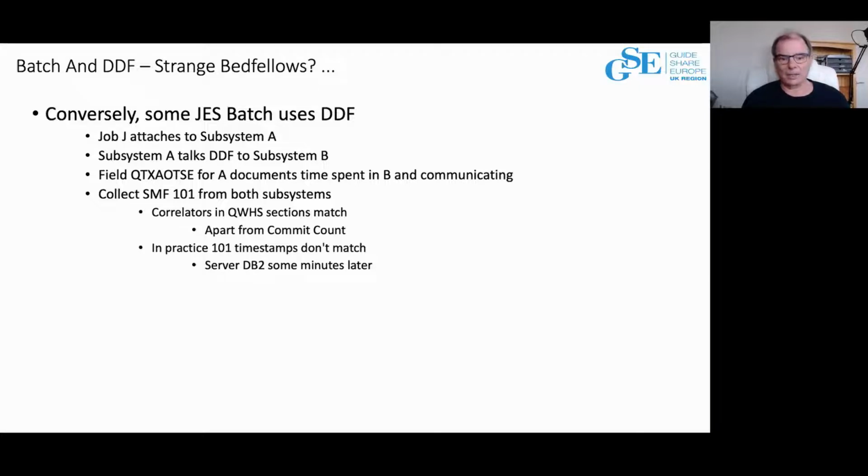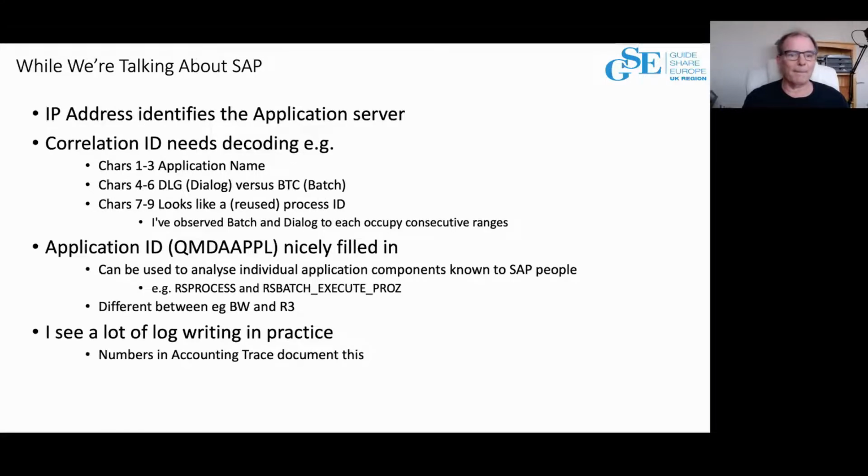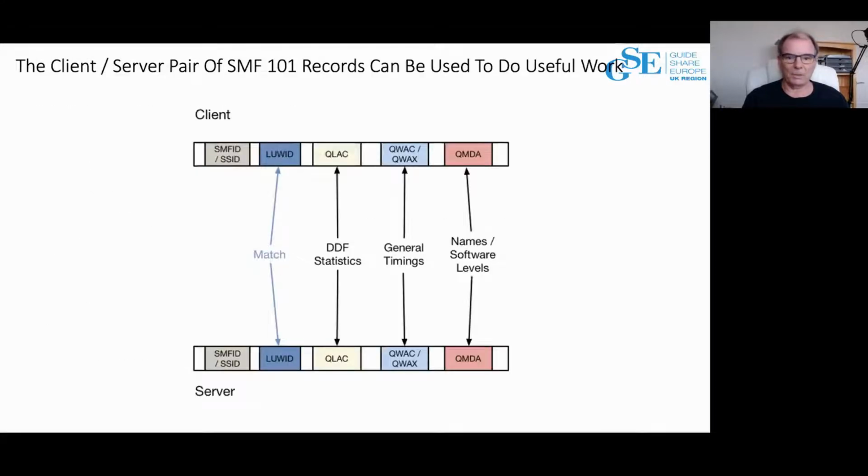You get records for this. Now, if it actually connects to another DB2 system, and some of the work I'm looking at right now is doing exactly that, if you have accounting trace turned on in both systems, you get both ends of the conversation, which is kind of nice. I'm going to come back to that one.